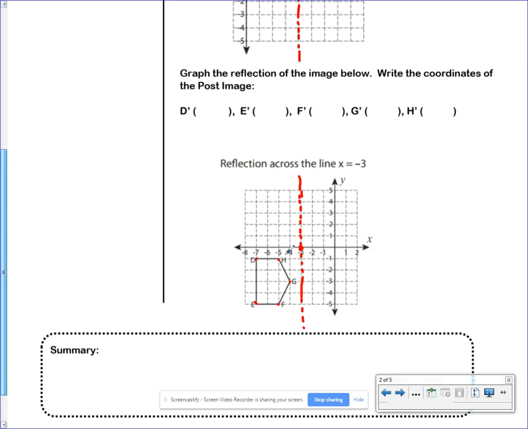D, 1, 2, 3, 4 is 4 units away from my line of reflection. Here is my new reflected point D. H is 2 points away. Here's H prime. G is only 1 unit away, so G prime will be right there. F is 2 units away. There's F prime and E prime. Draw the image of this pentagon, and there is your transformed image.